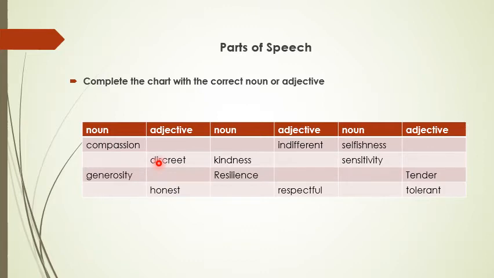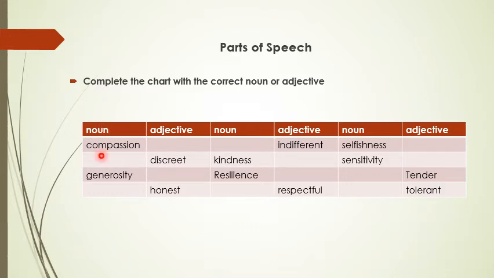Discreet. Honest. Kindness. Resilience. Indifferent. Respectful. Selfishness. Sensitivity. Tender. Tolerant.